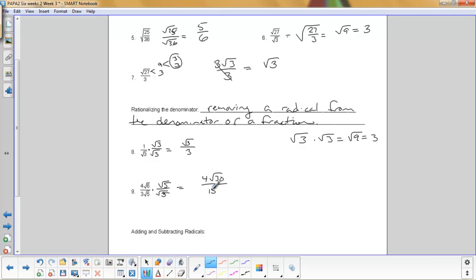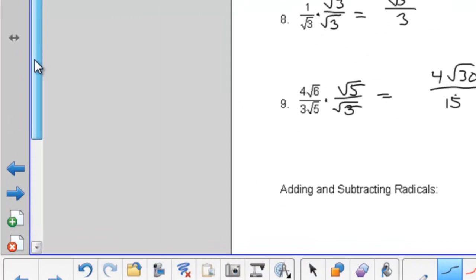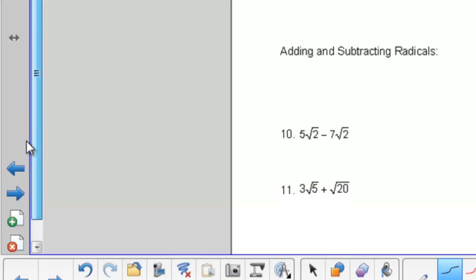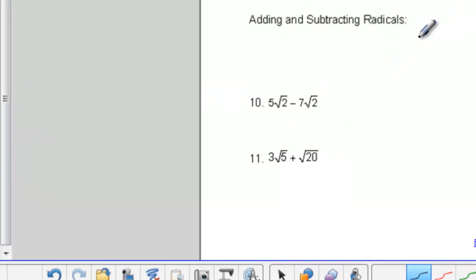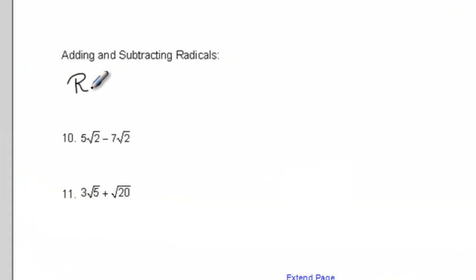30 does not break down, as from our prior example. 4 and 15 do not reduce. Your final answer is 4 times the square root of 30 divided by 15. When adding and subtracting radicals, the radicand, that's the number inside, must be identical.